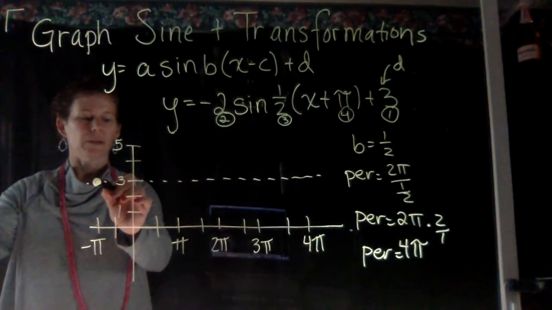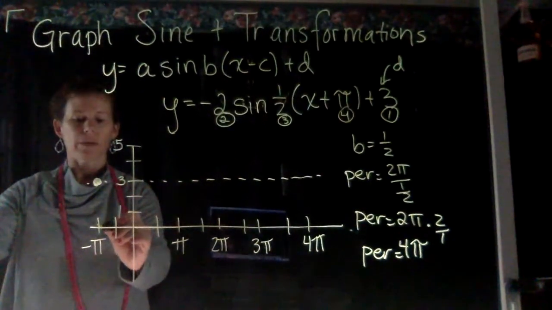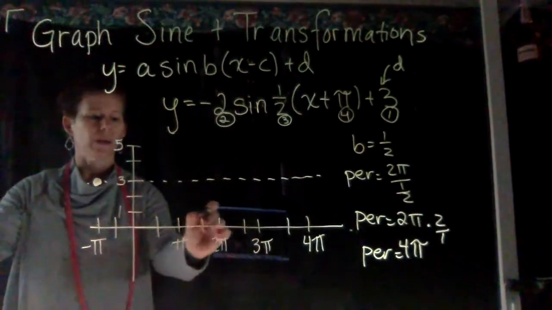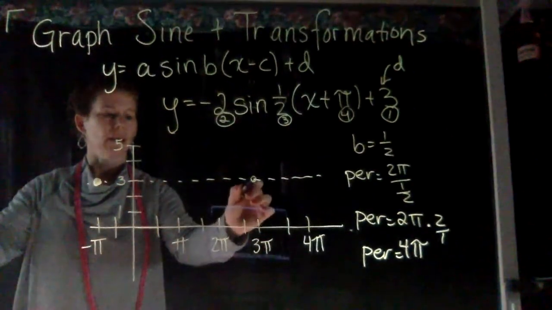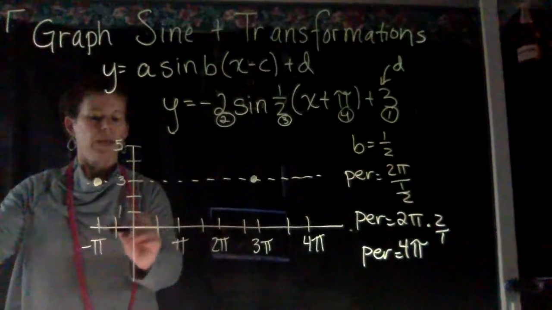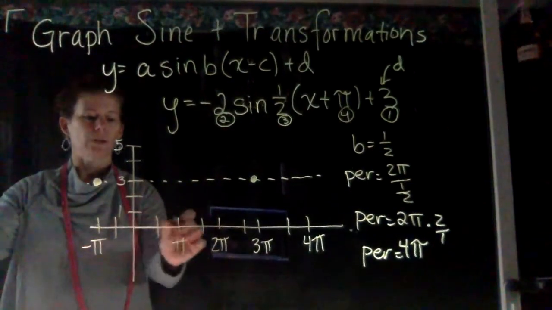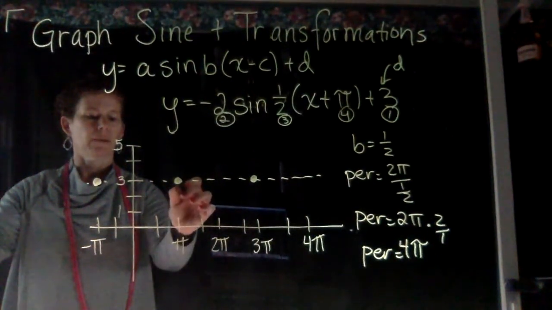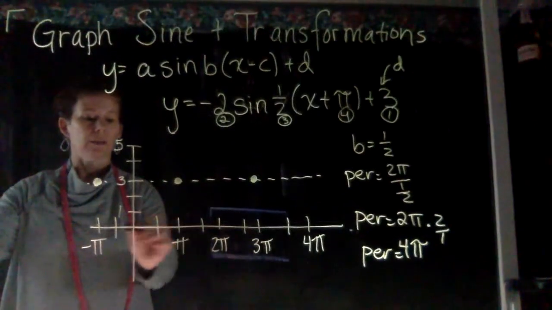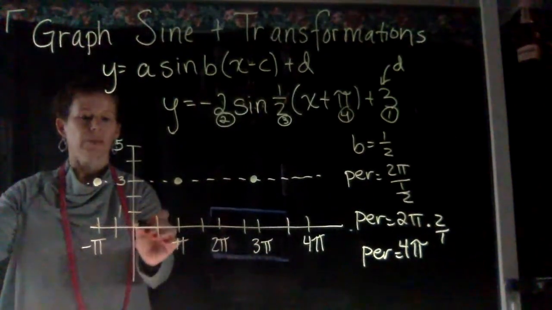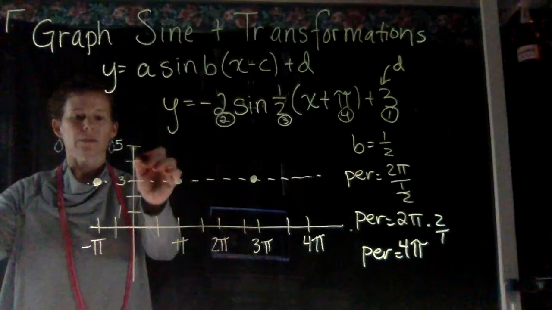Now let's think about our period. So if I have a 4 pi period, I'm going to go 1 pi, 2 pi, 3 pi, 4 pi. That one is up 3. And then I'm going to cut that in half. So 1, 2 pi, and I'm up at 3. I'm going to cut this half in half. And I would normally, if it was a positive sine, I would be up there.